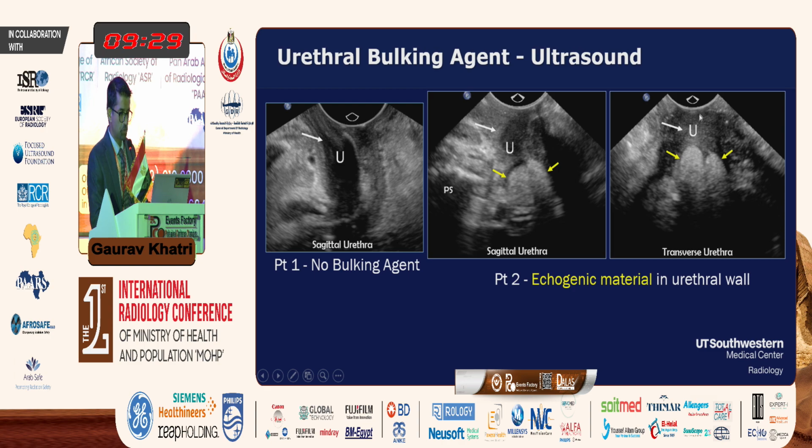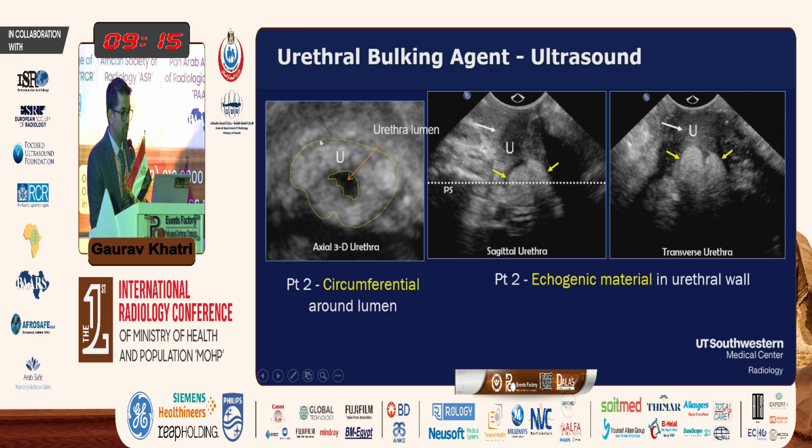On the transverse ultrasound image, this is a urethra, and again you see the same patient. You see this globular, very echogenic structure. This is bulking agent in the urethral wall. If we were to draw a line through this part and do an axial reconstruction, you can see this is the urethra, this is the lumen in the center, and this echogenic material around the lumen is the bulking agent. This is what it should look like.